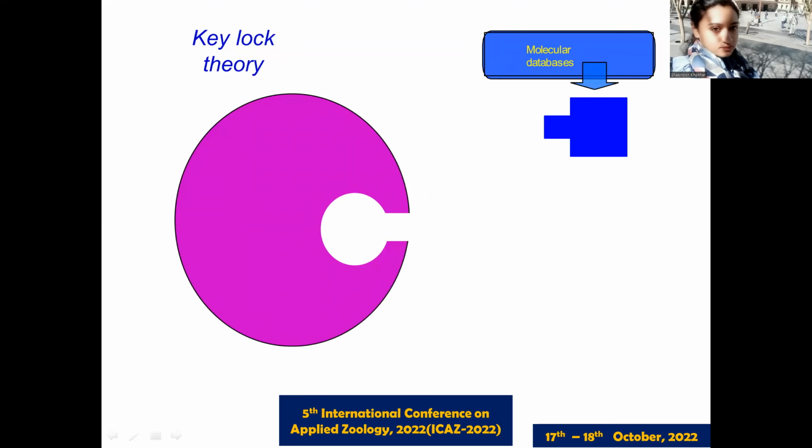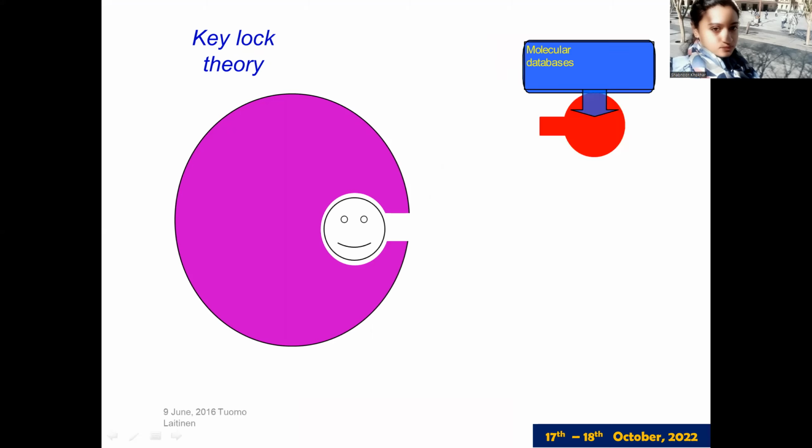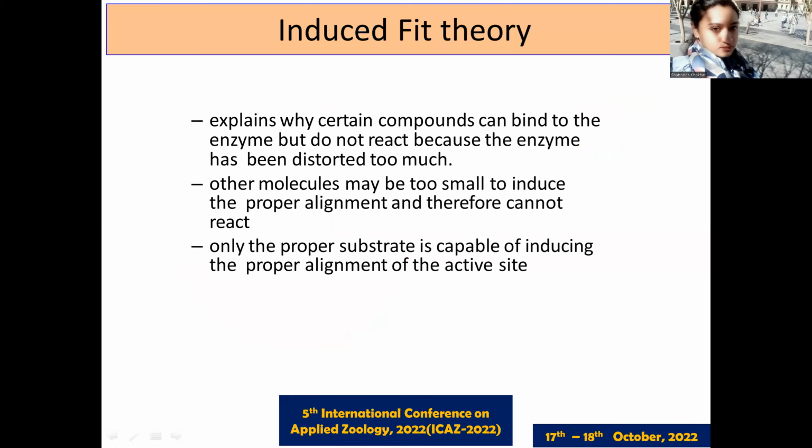In this diagram, you can see that the substrate structure is different, so it cannot bind with the binding site of the enzyme with a different structure and shape. Next, you can see that the binding site of the enzyme and the substrate have the same shape and structure, so they can attach and make the product.